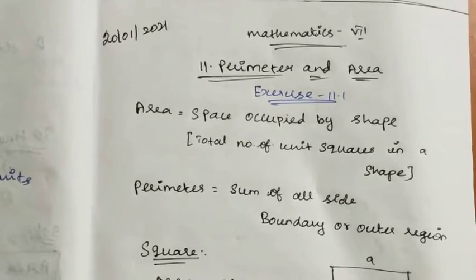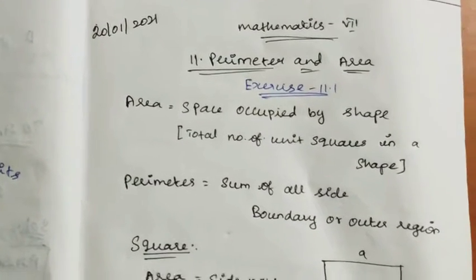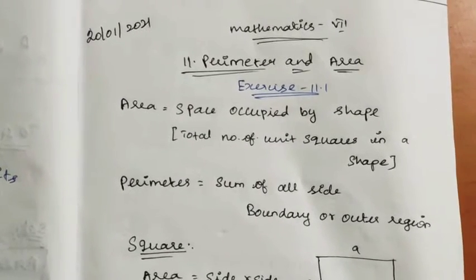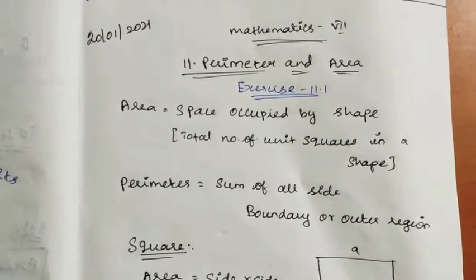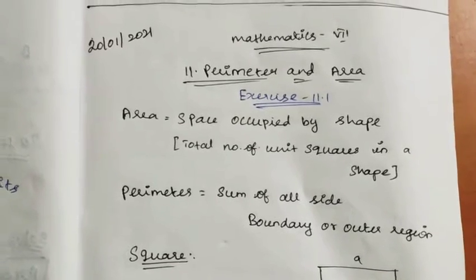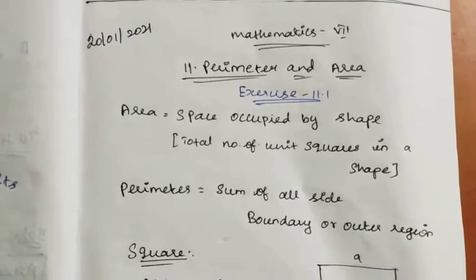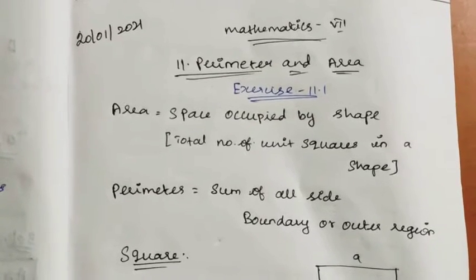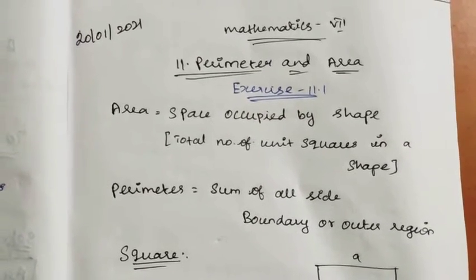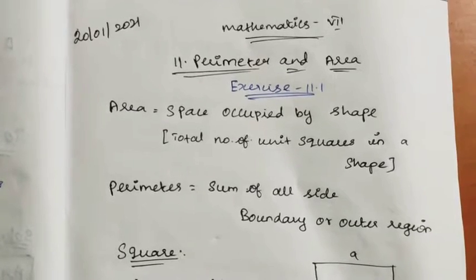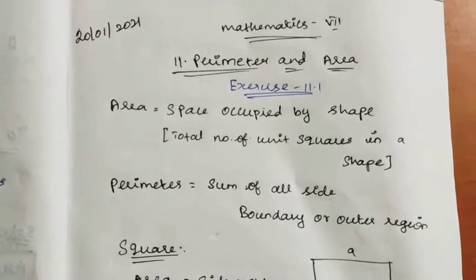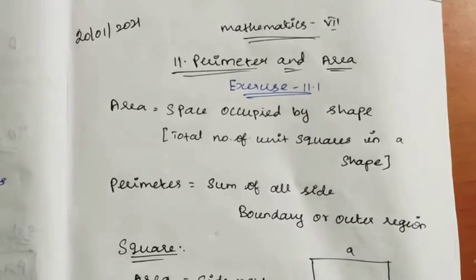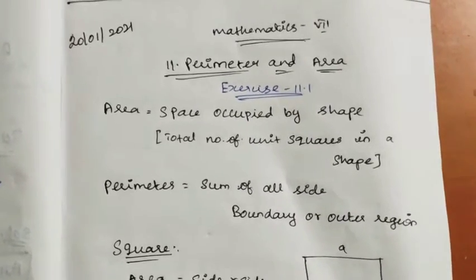We have seen what is area and perimeter. Area means the space occupied by a shape. The space occupied by a particular shape is called area, and this can also be denoted as the total number of unit squares in a shape. Perimeter is the sum of all sides. So, it is the outer region or boundary of the shape. When we add all the sides of the given shape, it will give you the perimeter.